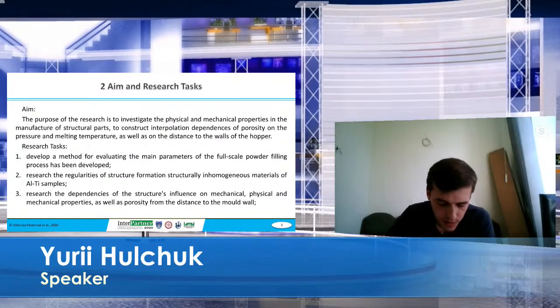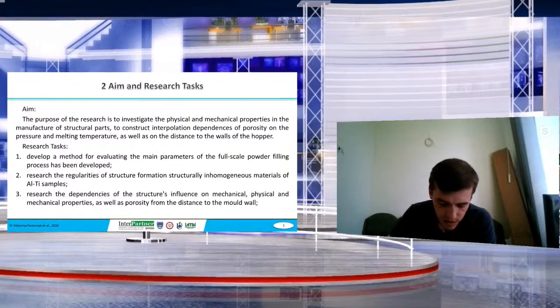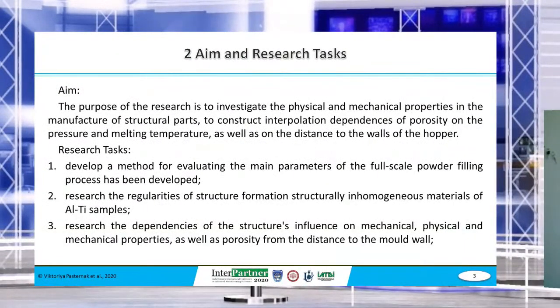Aim and research tasks. Aim: the purpose of the research is to investigate the physical and mechanical properties in the manufacturing of structural parts, to construct interpolation dependencies of porosity on the pressure and milling temperature, as well as on the distance to the walls of the hole. Research task 1: develop a method for evaluating the main parameters of the full-scale powder filling process. 2: obtain the regularities of structure formation of structurally inhomogeneous materials of OT samples. 3: obtain the dependencies of the structure's influence on mechanical, physical, and mechanical properties, as well as the porosity, on the distance to the mold wall. Please, next slide 4.